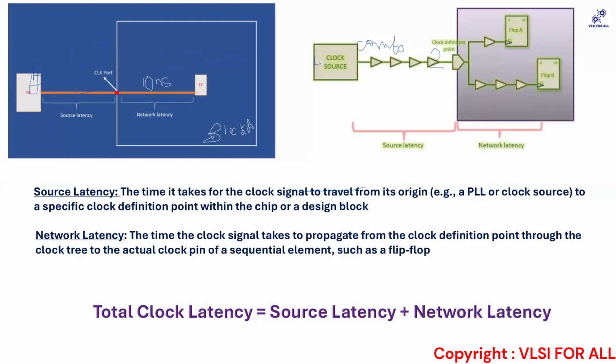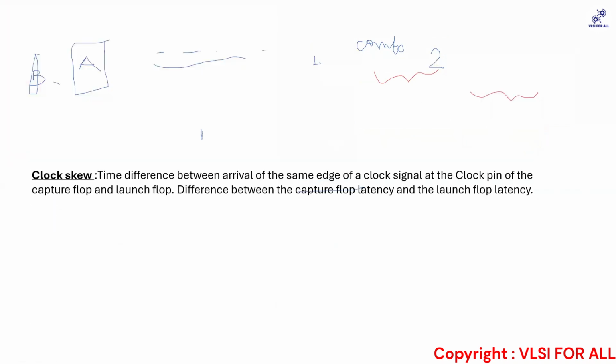So there is nothing more to it. The source delay I mentioned pre-CTS will become your source insertion delay, and whatever time it takes in the network will become your network insertion delay. It's just a tweak, but this is the way the industry refers to it. Latency, in layman's language, is just the delay. Anyone have any doubt over here? No. Okay, now let's go to the next concept.